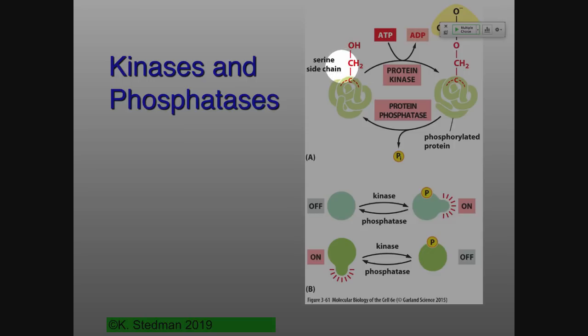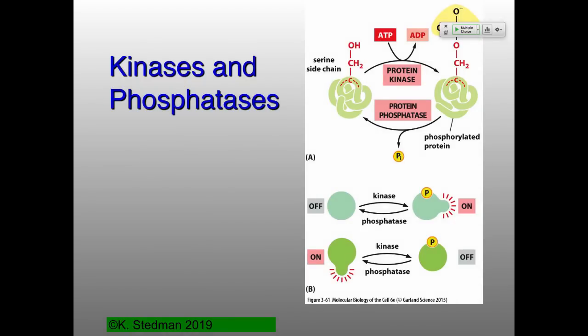First one here, protein kinases. All that a protein kinase does is it takes the phosphate off of ATP and puts it onto an OH hanging off of a protein. These OHs are usually going to be serines, threonines, or tyrosines. And we'll talk about those later. Again, I don't expect you to remember all of those, but these are the amino acids which have those OHs on their side chains. Again, this is a covalent bond which is formed.